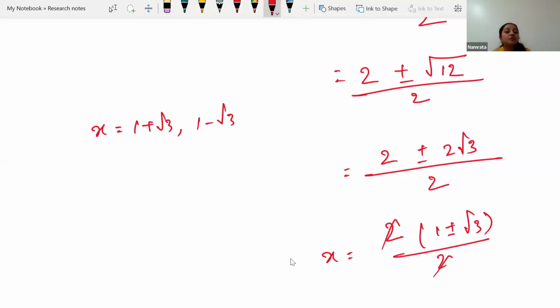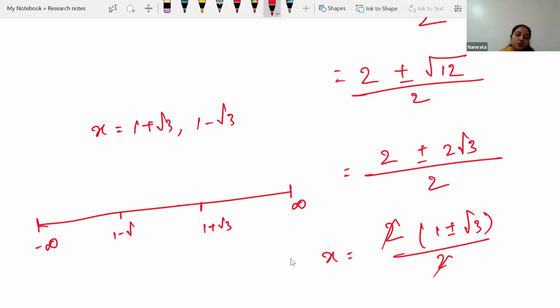Okay, we have to check which one is the point of minima. If we locate it on the real line, from negative infinity to positive infinity, one point is 1 plus root 3, another is 1 minus root 3. If you can recall, root 3 is 1.73 something. That means here we have a rough idea so that we can take the test point. Without the exact value, just having the idea in mind, we will easily be able to take the test point.